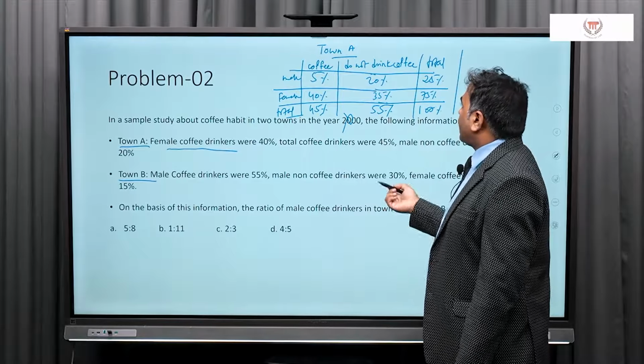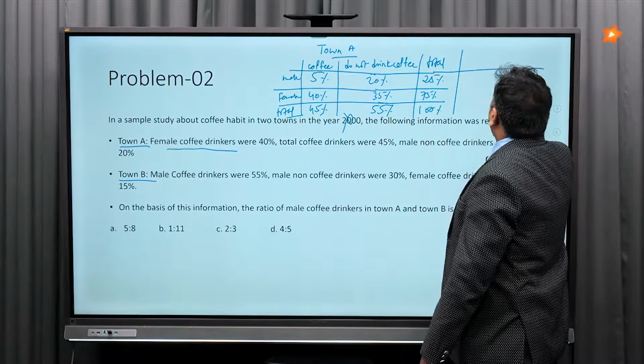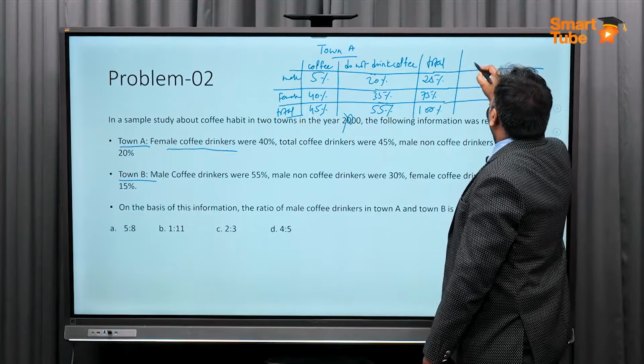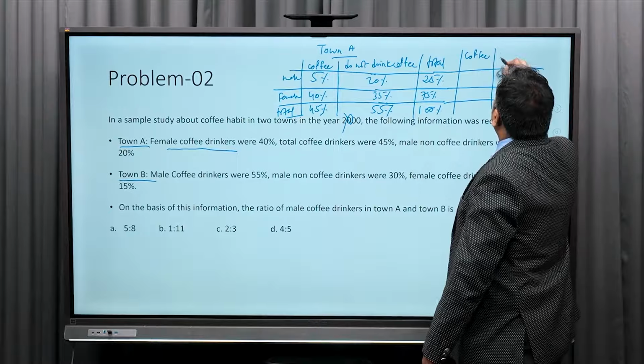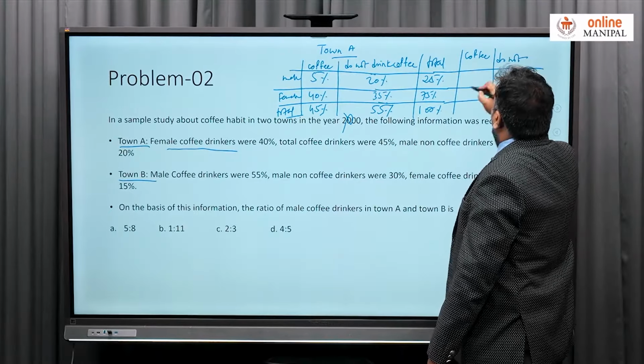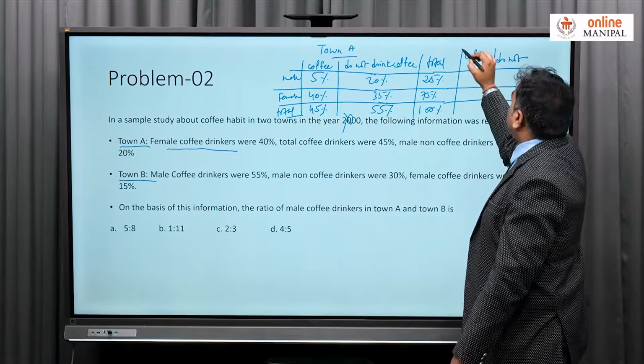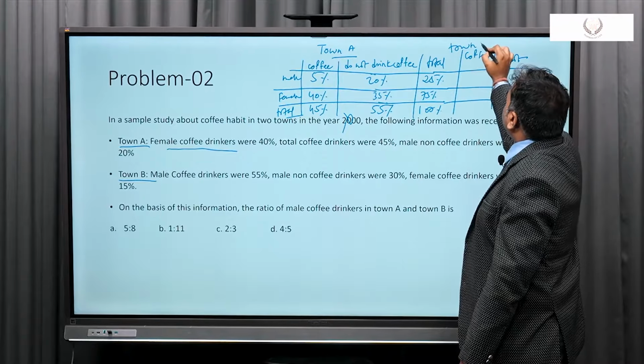Okay. Then they are talking about town B. So I can extend this further. Again, male female will be together. Coffee, who drink coffee, who do not drink coffee. Okay, just continuing the same table. Here I am doing for town B.